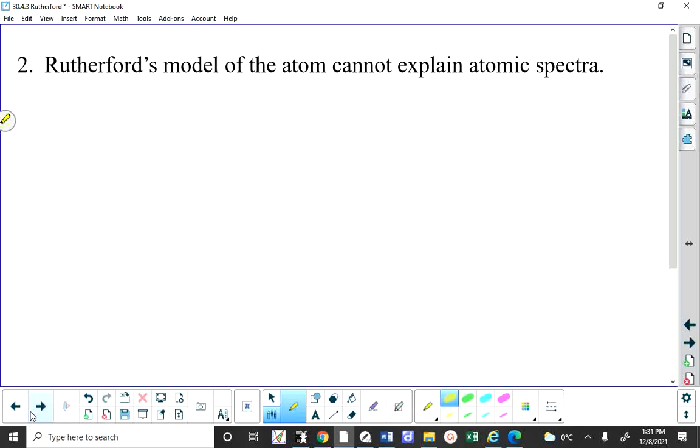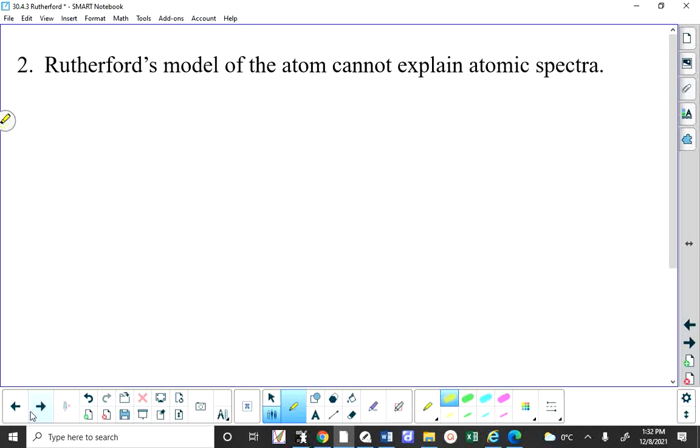It cannot account for atomic line spectra. And I will show you some tomorrow. We will actually observe atomic line spectra. But when you heat up a gas, like hydrogen gas, it glows. And again, I don't want to show this to you today because I just want to get through the content and then we'll look at it tomorrow. So if I take a tube and fill it with hydrogen gas and apply a voltage, it glows pink. Hydrogen has a pink color.